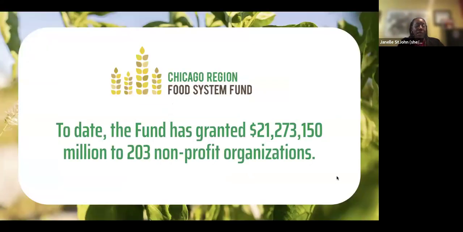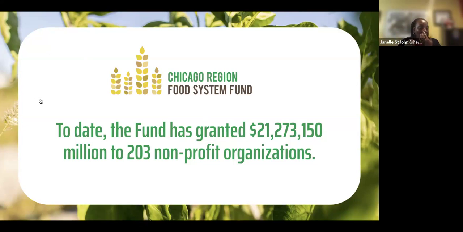Beautiful. Now, to date, the fund has granted, time flies, but what have we done in that short time? We've granted over $21 million to over 203 nonprofit organizations. The first round focused on evolving the food system. We were very intentional in how we designed these rounds. We wanted to build and tackle various aspects of the food system.